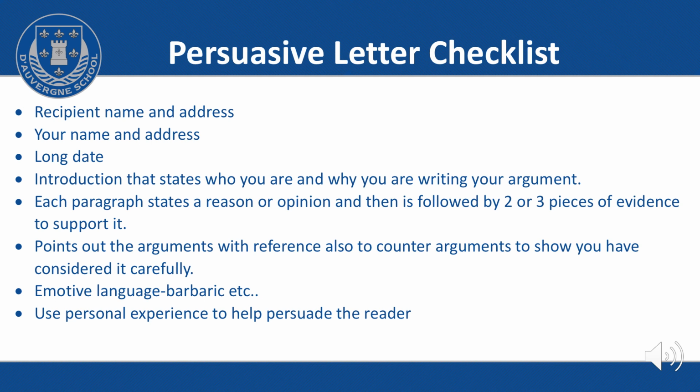Each paragraph needs to state a reason or opinion and this then needs to be backed up by some evidence. Your letter needs to point out your arguments, but you also should be making reference to some counter-arguments to show that you've considered both sides carefully, and I'm going to talk more about that in a minute. You need to be using emotive language to really make the reader want to take action, so using words such as barbaric or saying things such as those poor helpless children who are forced to do hours and hours of dangerous work every day. You can also use personal experience to help persuade the reader, so you might want to pretend that your brother who was also working in the workhouse, that he died, or etc. Anything like that to actually make the readers who are reading the newspaper want to take action. That is your job.